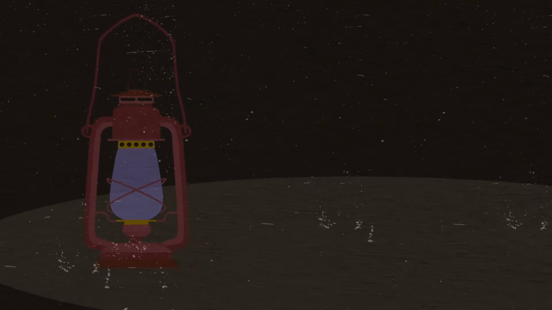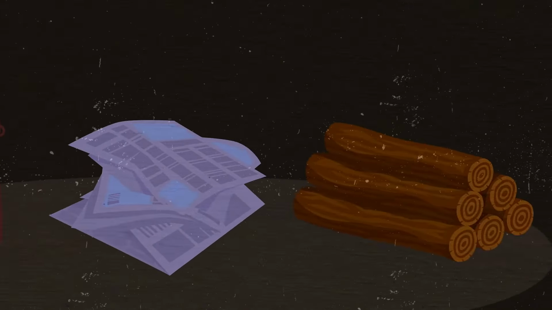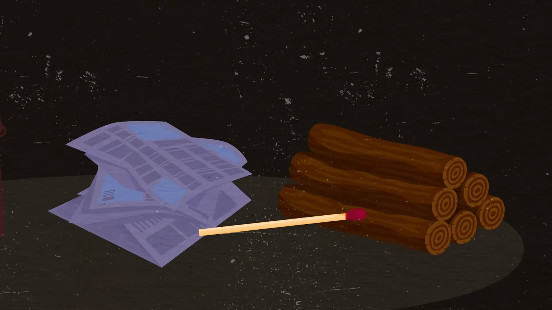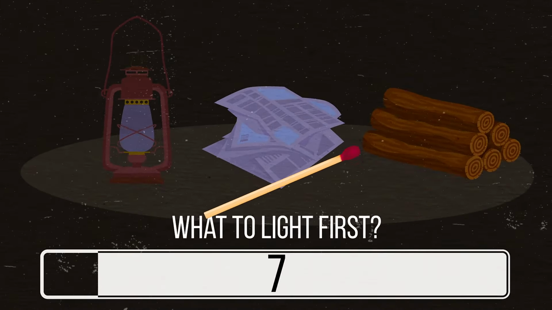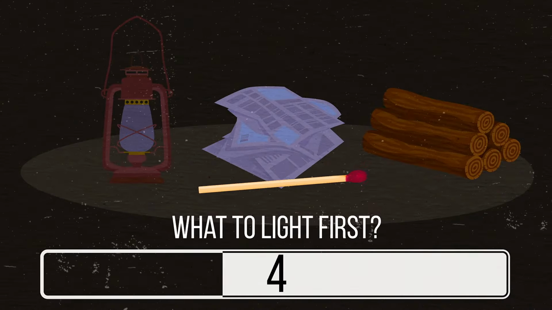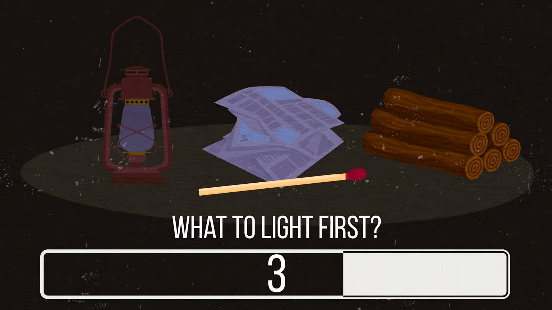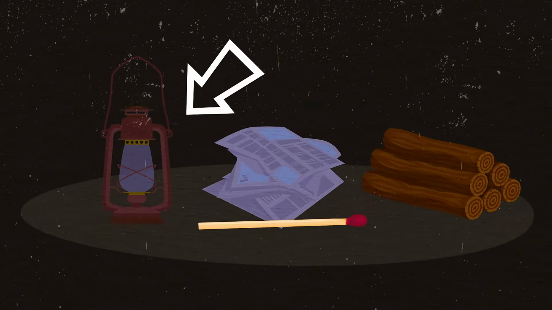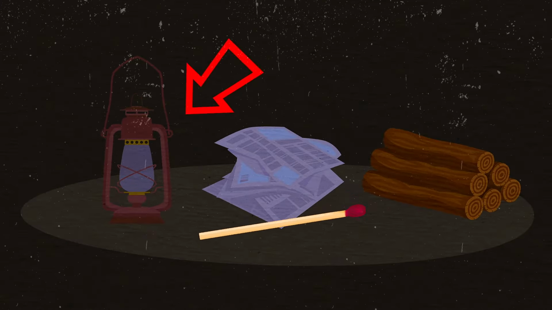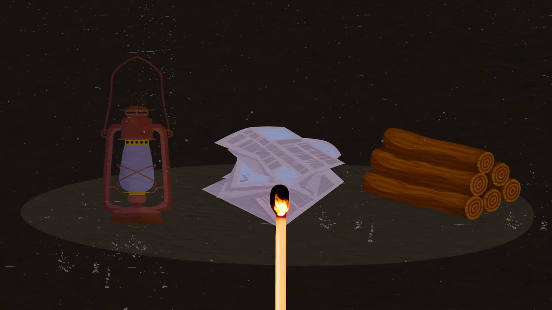Imagine you've just entered a pitch-black room. There's an oil lamp, a newspaper, and some kindling wood inside the room. You only have one match. You have to make a tough choice. What to light first? The oil lamp is definitely a good choice, but it's still incorrect. First of all, you'll need to light the match.